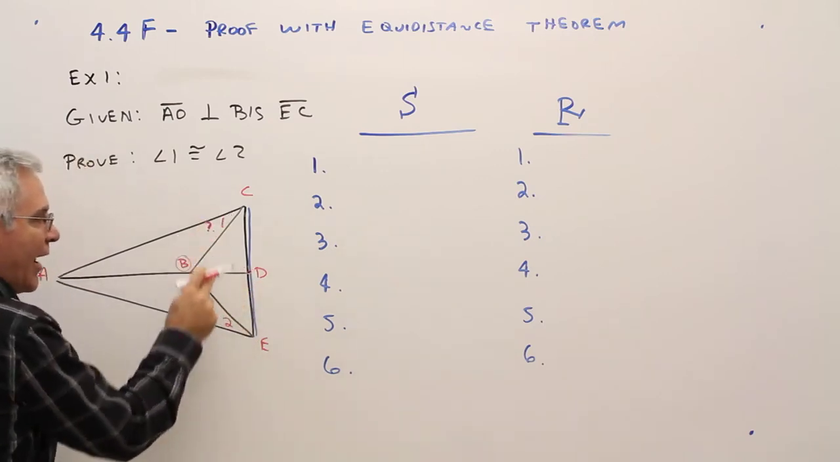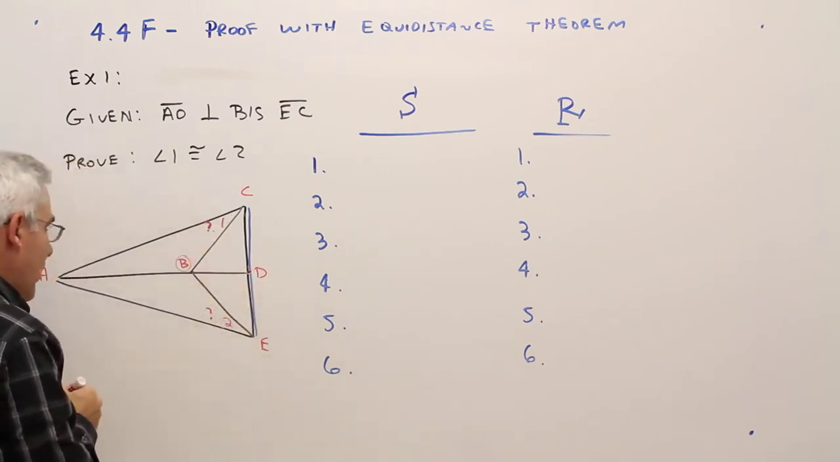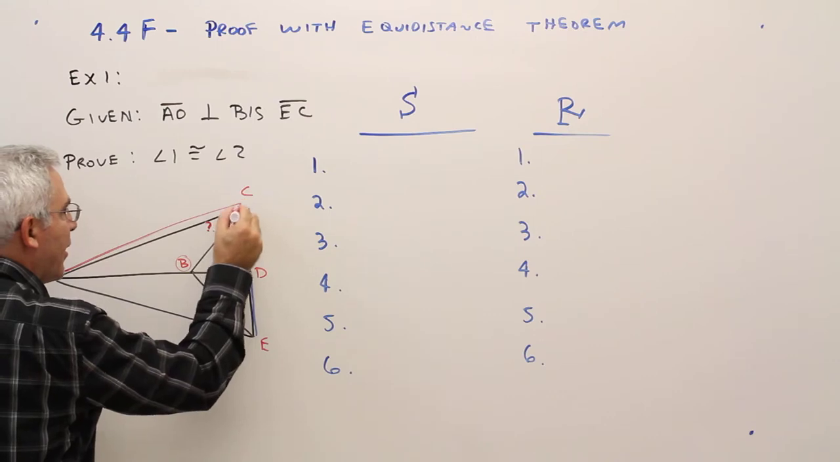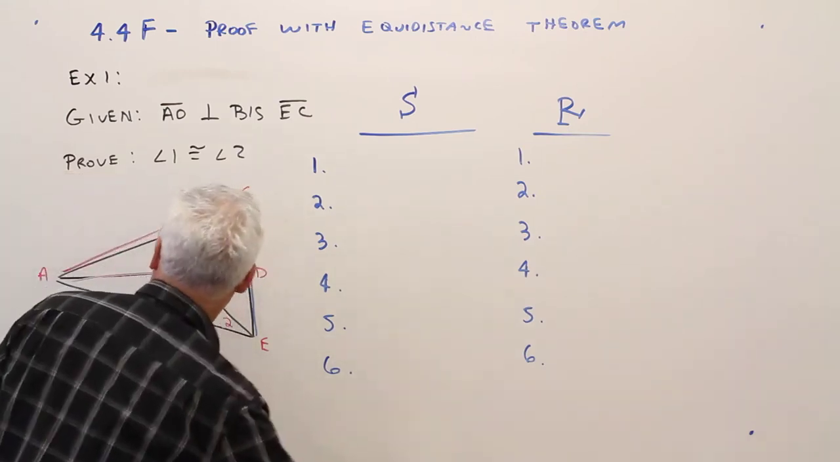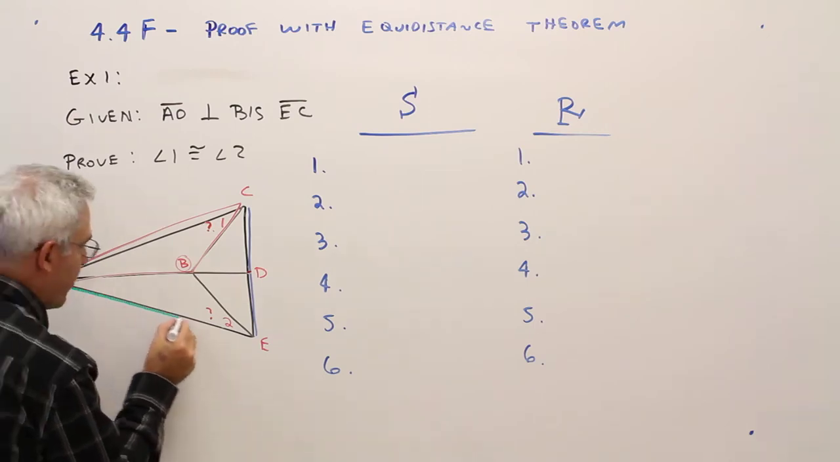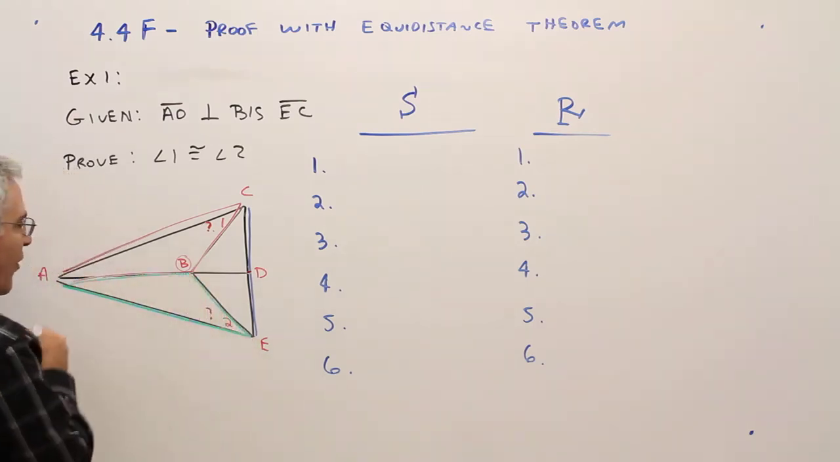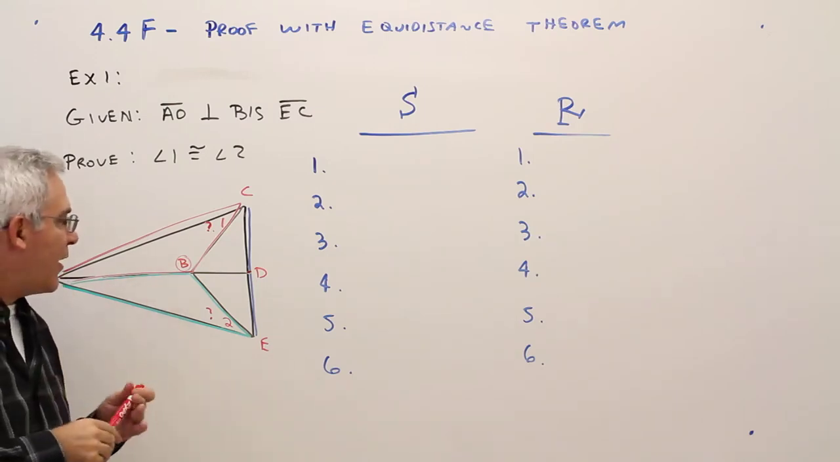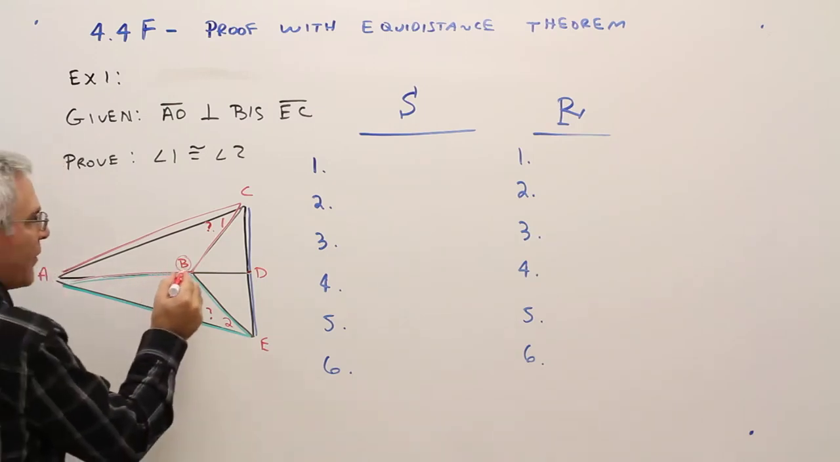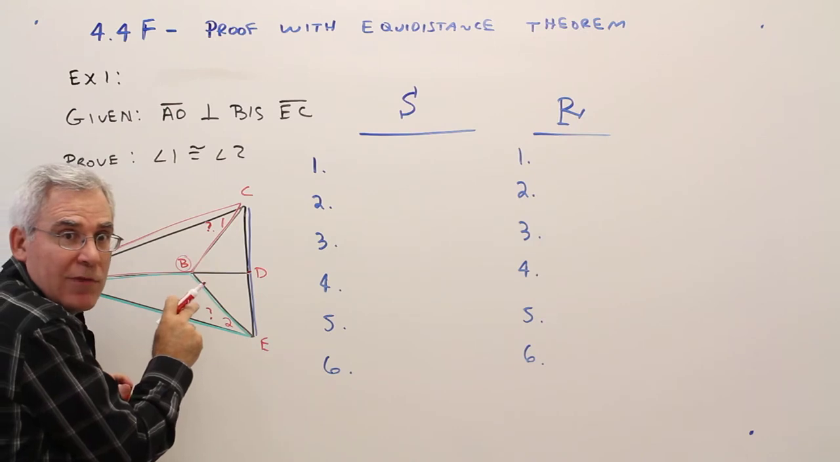However, since I'm trying to get angle 1 and angle 2, I'm kind of looking at these two triangles right here. So those would be the triangles that if I could get congruent, I can then use CPCTC to get the angles. Oh, and on your notes, point B is not written in.